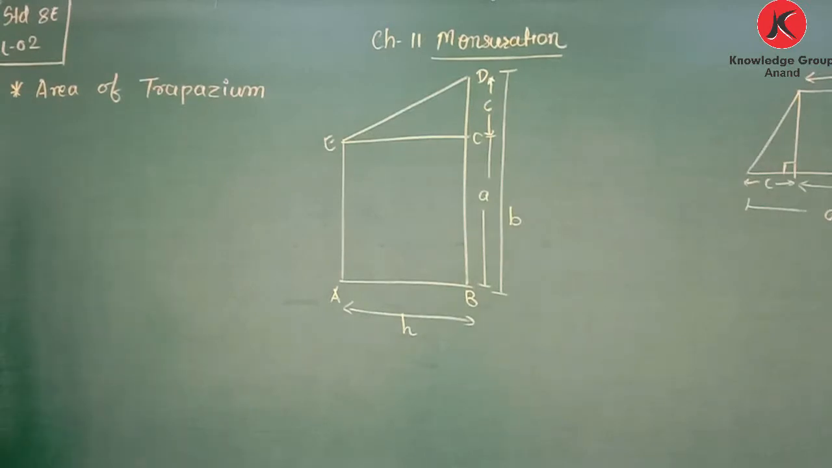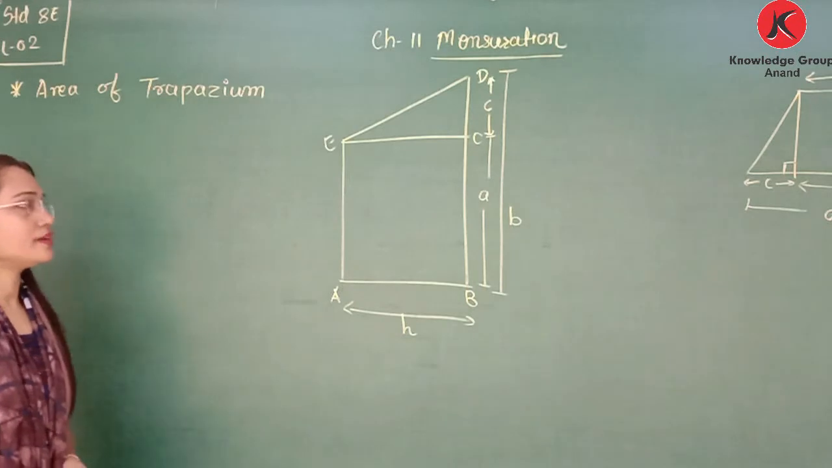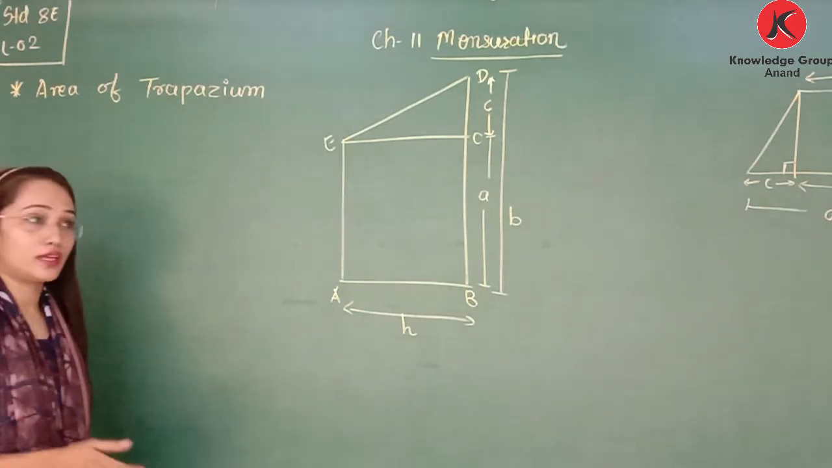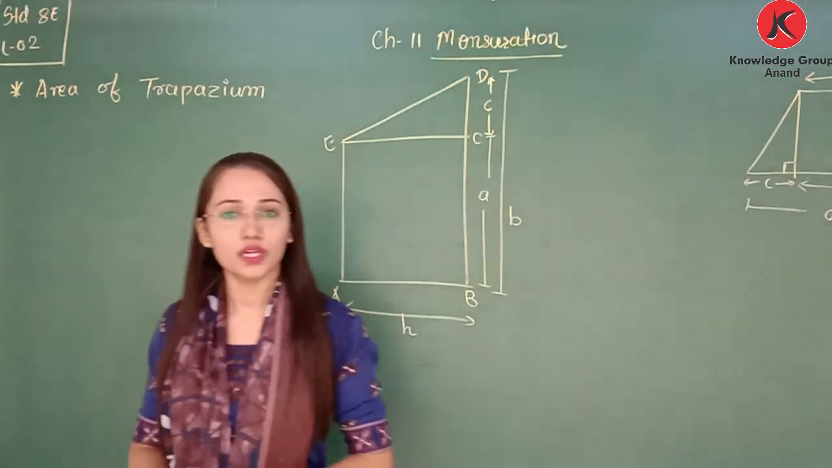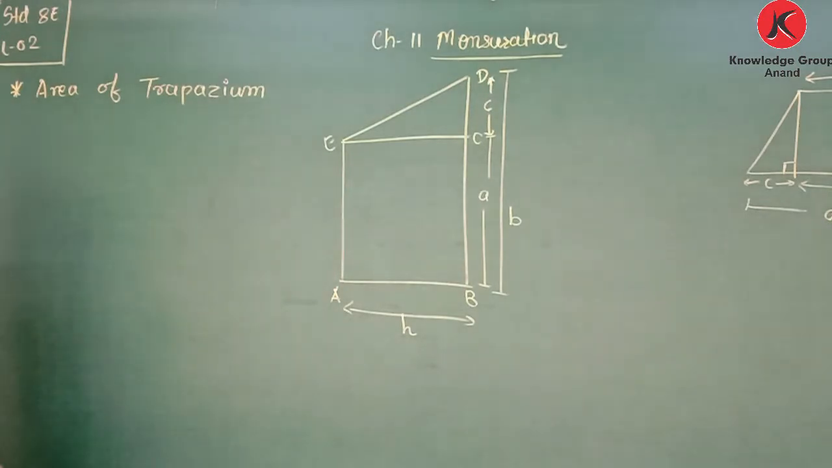Now we will find the area of the next figure, that is a trapezium. So what is a trapezium? You already learned about the trapezium in a previous chapter, that is in chapter number 3. So what is a trapezium? It is a figure in which one pair of opposite sides is parallel.